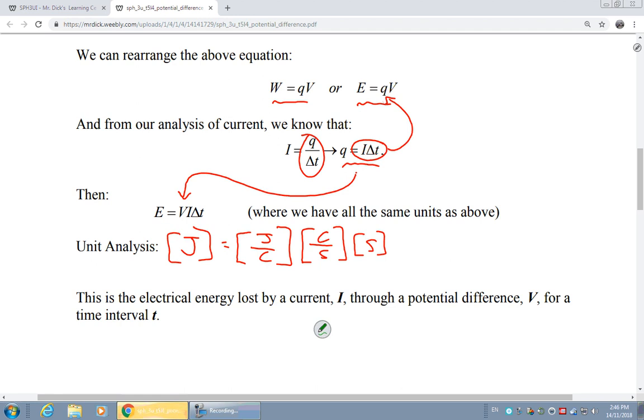So when that occurs, you can see that the coulombs from the bottom of the voltage unit get canceled out by coulombs from the top of the amperes unit. The seconds from the bottom of the amperes unit get canceled out by the seconds that we're multiplying by for time. And so the only unit that we actually have left is, in fact, joules.